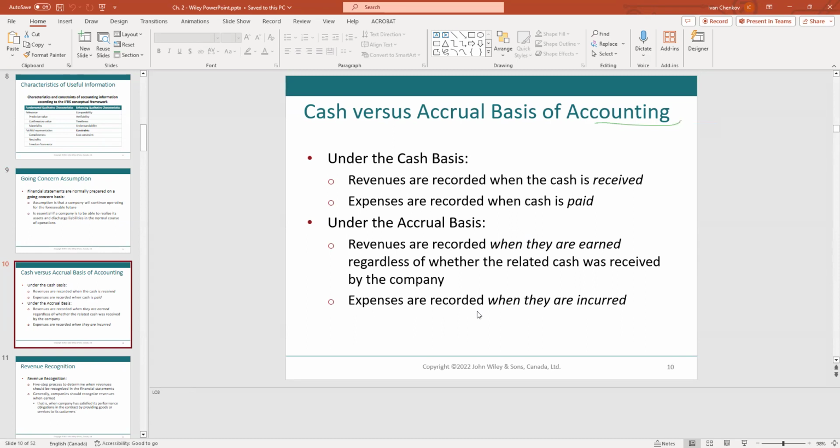Accrual basis is different. In the accrual basis approach, we don't care when the cash has been received or paid. We care when the event happened. So in that case, the revenue is recorded when the revenue is earned, not when the cash is received. And the expenses are recorded when they're actually incurred, not when the cash is paid.